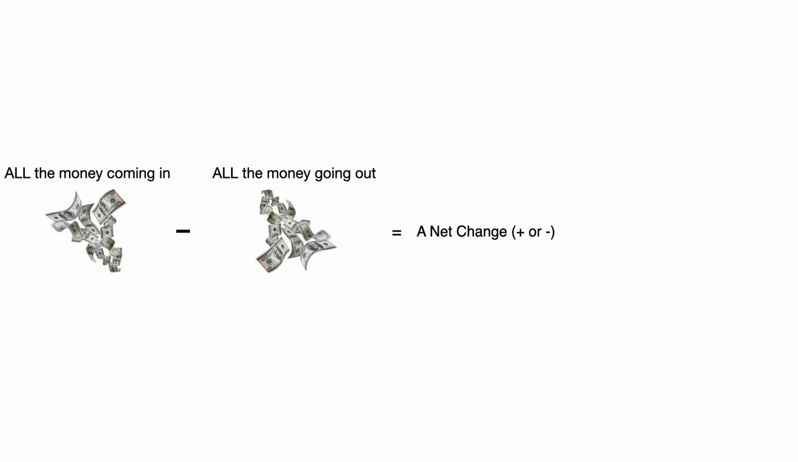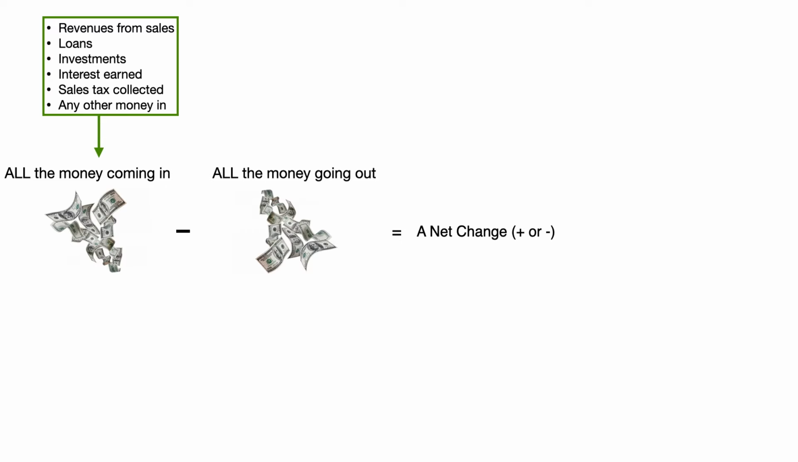As I mentioned, a cash flow statement is all the money coming into the business and all the money going out in a foreseeable future. By all the money coming in, it really means all the money coming in, not only revenues from sales, but any loan money you might have coming in, any investments from you or other people, interest earned, sales tax collected, even though that's not your money, it comes into your business for a period of time. Any money coming in is shown, all the money coming in.